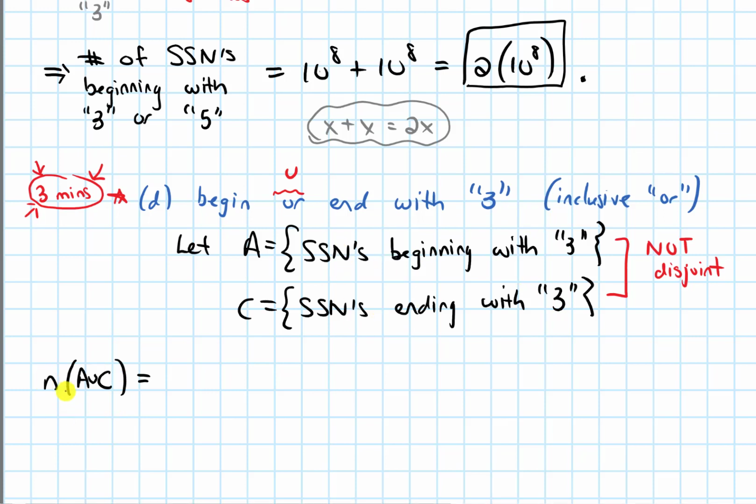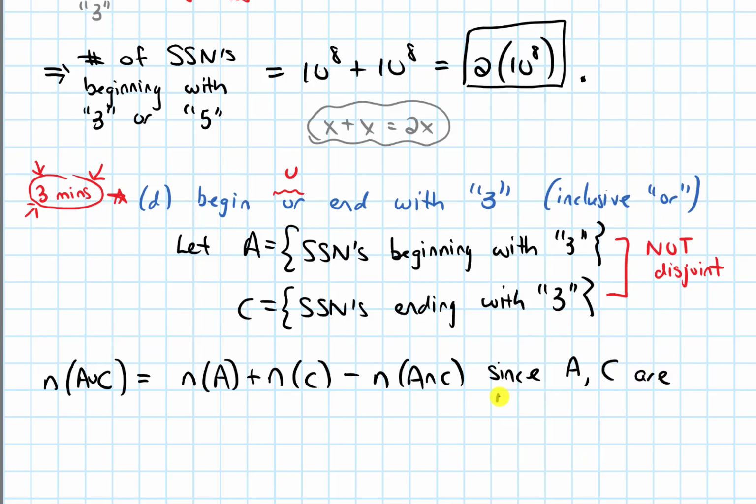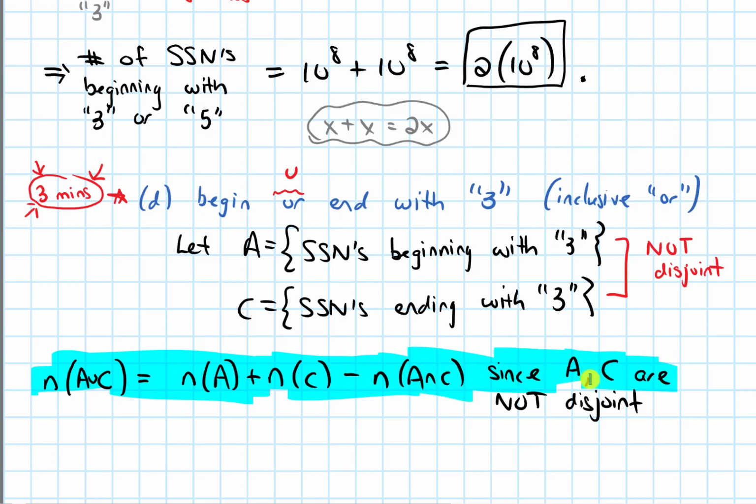So there's definitely some elements that are common to both. When I count the number of elements in the union, it'll be equal to the number of elements in A plus the number of elements in C, but minus the number of elements in the intersection of A and C. That's because A and C are not disjoint. I'm going to highlight this formula as well. This is another key formula that we've gone over for counting the number of elements in a union when our sets are not disjoint.